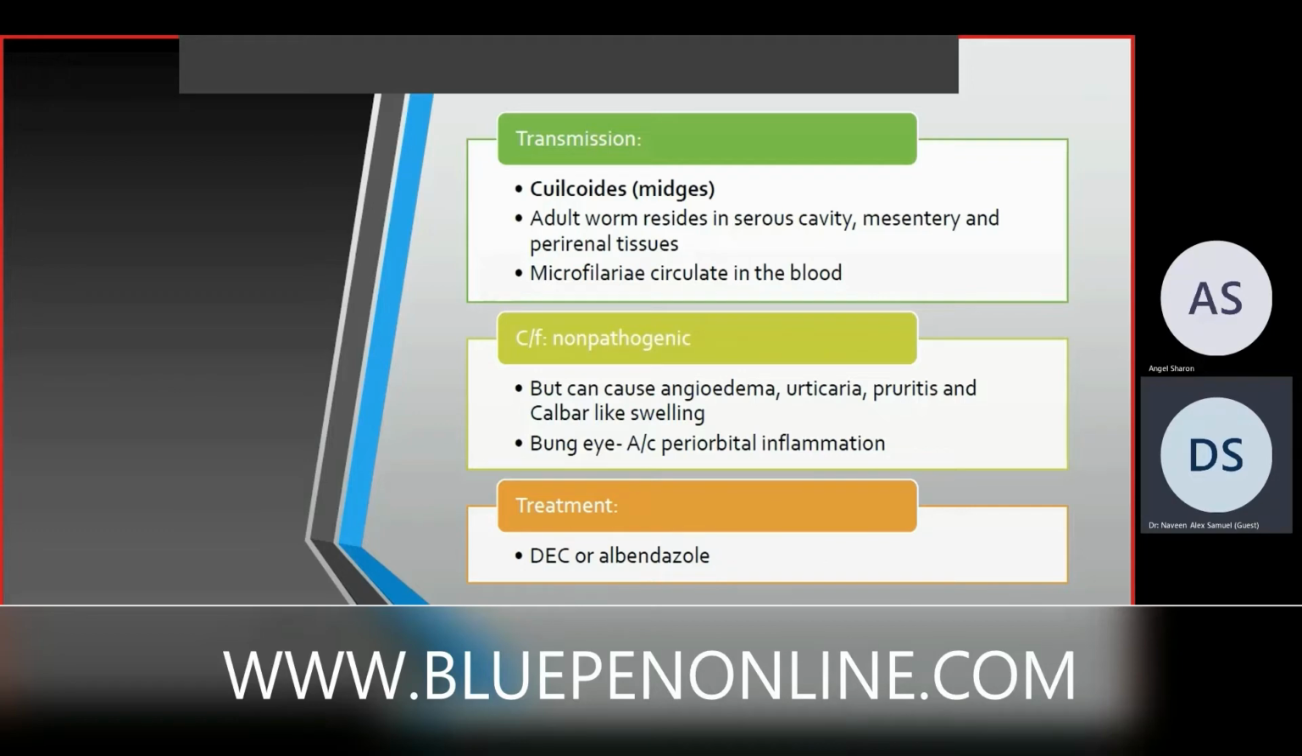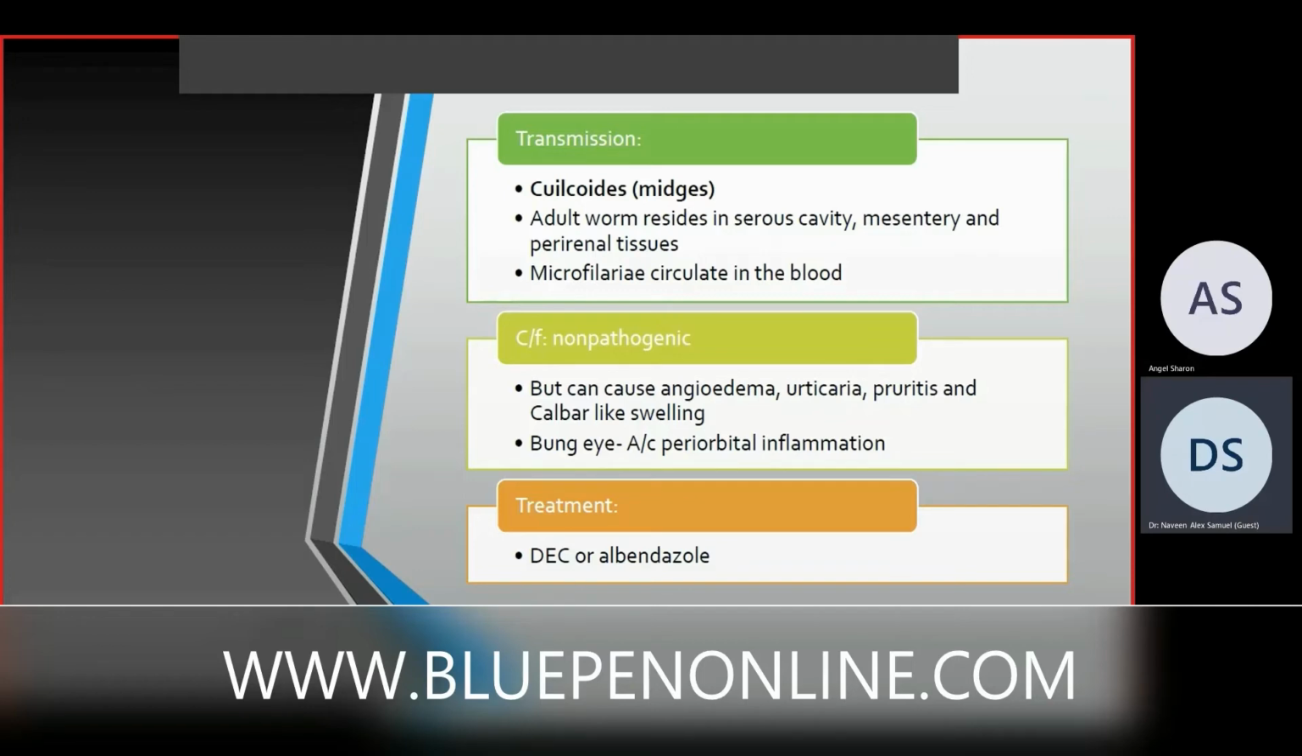The adult worm resides in the serous cavity, mesentery, and the perirenal tissues. Then microfilaria circulates in the blood.